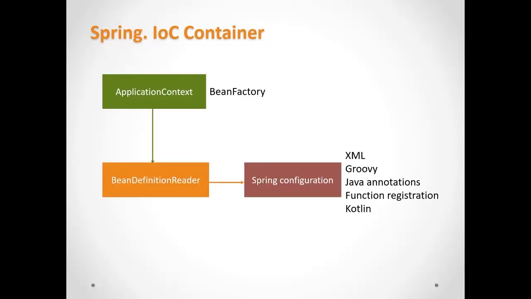ApplicationContext uses another abstraction called BeanDefinitionReader that actually loads Spring Beans from different configurations. It can be XML, Groovy, or, for example, Java-based annotations, functional registration, and others. So it uses classpath scanning, and it's a bit different. After Spring detects all the bean candidates, it uses another component called BeanDefinitionRegistry to store beans. Each bean is stored as a BeanDefinition instance.